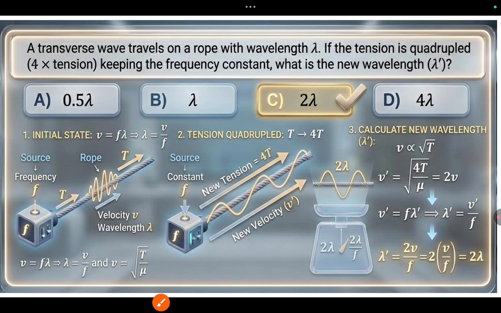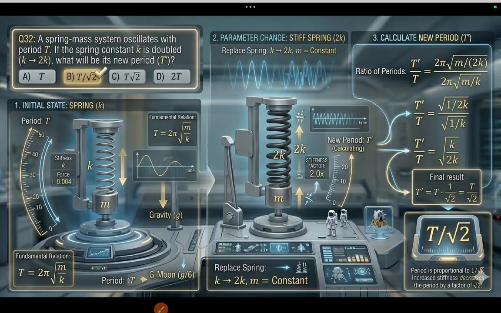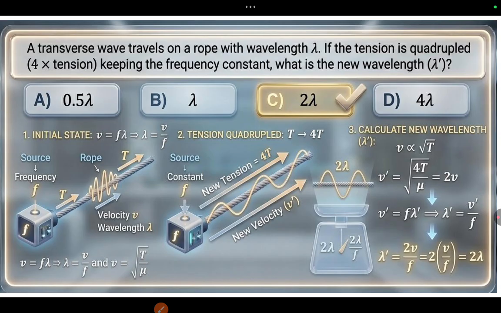Here is the question given. First of all, a transverse wave travels on a rope with a wavelength lambda. If the tension is quadrupled, T is quadrupled, that means 4 times. Okay, now we have a formula. What is V equal to? V equal to nu lambda. You can see the figures also. Let me go with it. V equal to nu lambda. Lambda equal to V by nu.